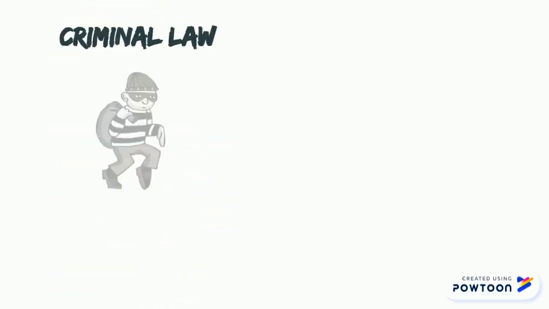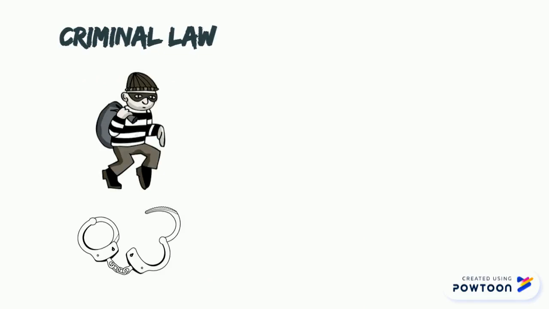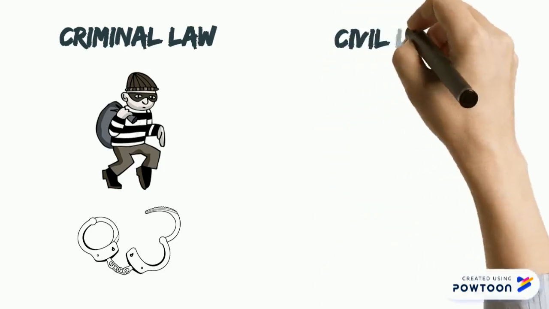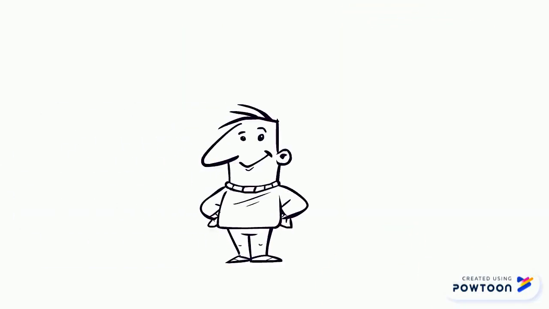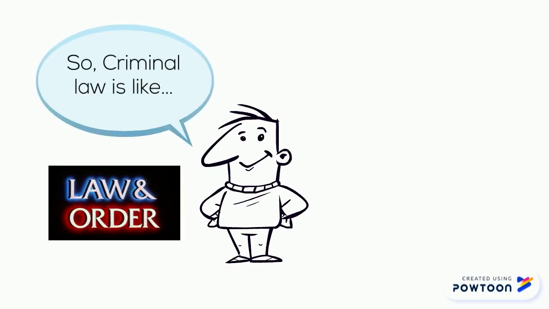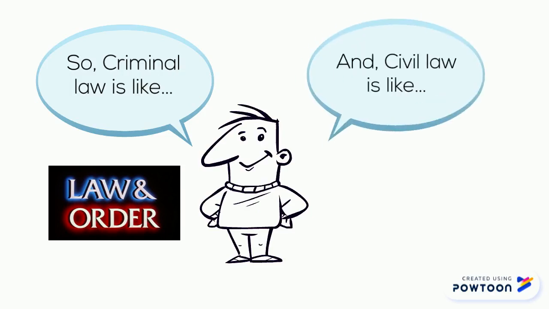There are two types of laws. There's criminal law, which means you broke a law that exists in a town, city, state, or country, and you've been arrested. And then there's civil law, and this is usually a financial or property dispute. A good way to remember this is that criminal law is like any Law and Order episode on TV, and civil law is like going in front of Judge Judy.